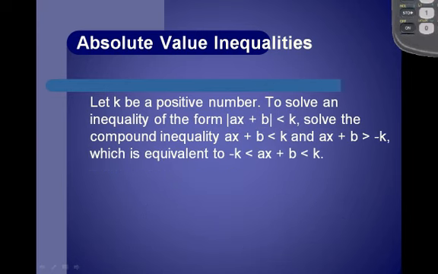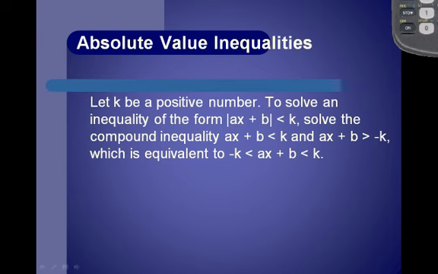Now the other case is this. Let k be a positive number. To solve an inequality of the form, the absolute value of ax plus b is less than k, solve the compound inequality ax plus b is less than k, and ax plus b is greater than -k, which is equivalent to the expression -k is less than ax plus b is less than k.